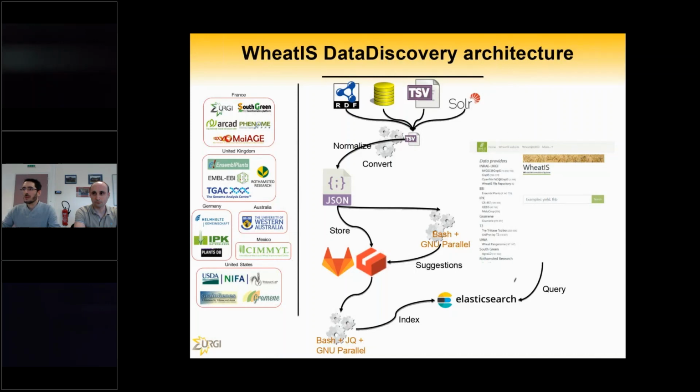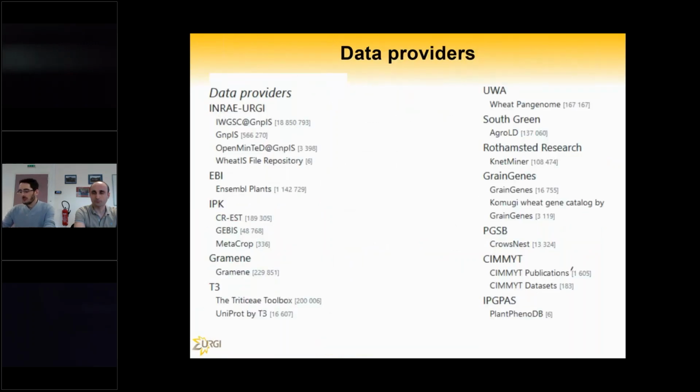So the WheatIS web application queries Elasticsearch as its main database. The web application itself has been developed using TypeScript and Angular for the web interface, and is backed by a web API powered by Spring Boot for the technical parts. I'm going to present in more detail what kind of data each data provider provides.